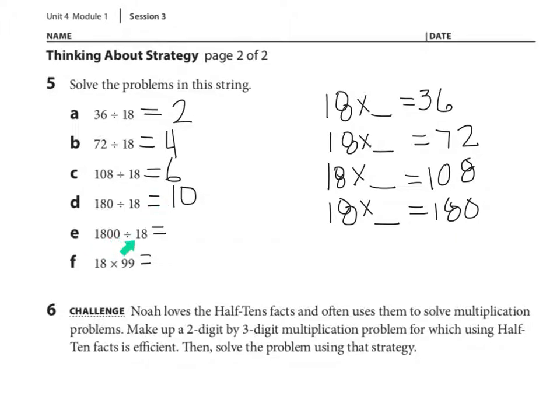Look at E. 1,800 divided by 18. So again, what am I thinking? 18 times what number equals 1,800? Similar as the previous one, same digits, they've just shifted over in place value. So what's going to happen to this factor? It's increasing by 10. So the answer is going to be 100.